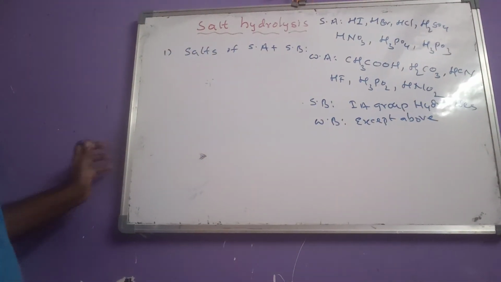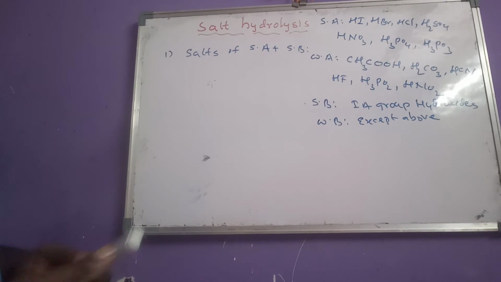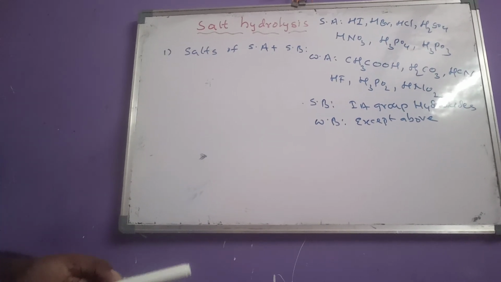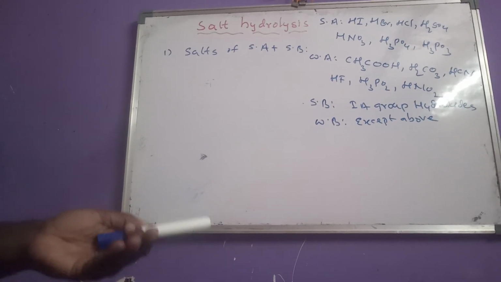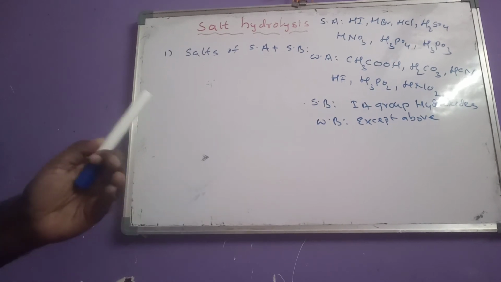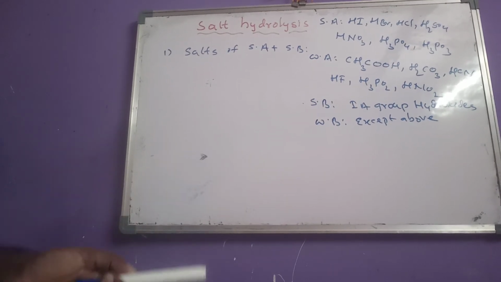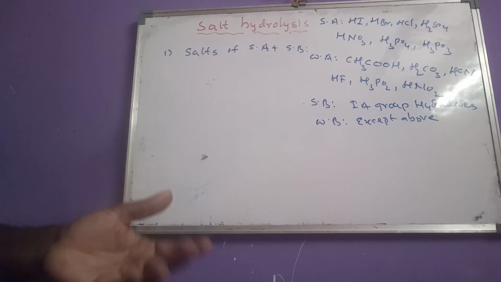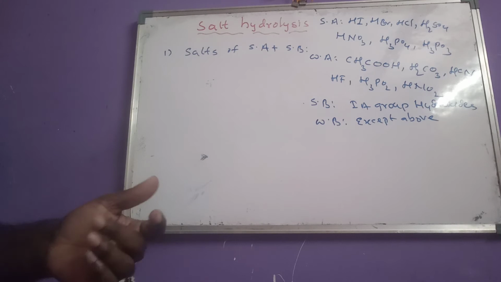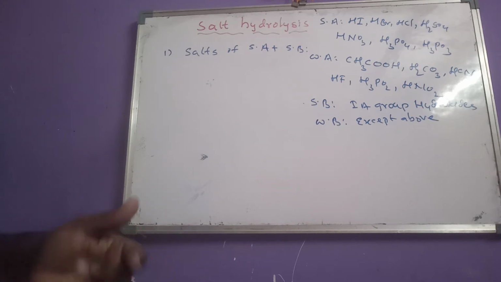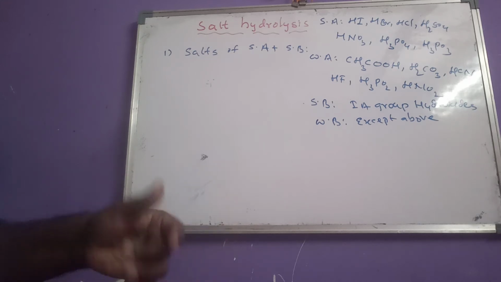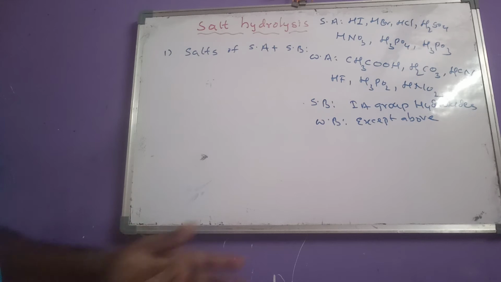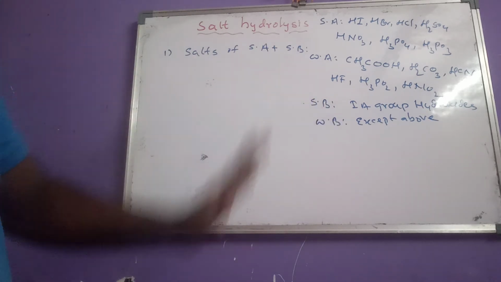All are come under which one? Weak bases. Means second A group hydroxides: beryllium hydroxide, calcium hydroxide, magnesium hydroxide, and transition elements hydroxides. What are those examples? Manganese hydroxide, ferric hydroxide, ferrous hydroxide, Fe(OH)2, like that. And aluminum hydroxide, third A group element. All those come under weak bases.